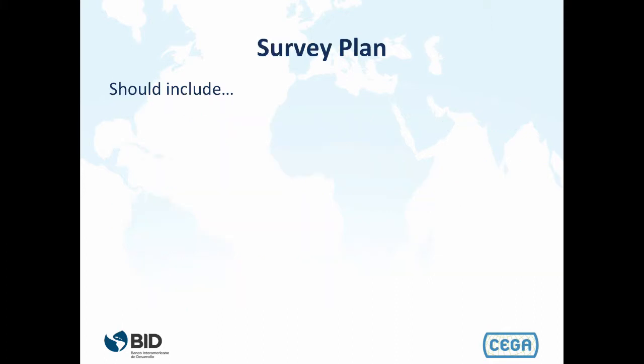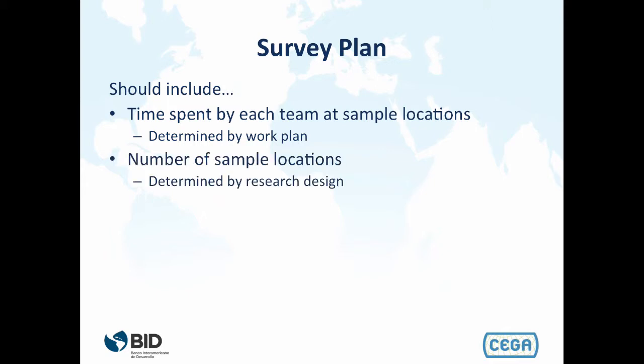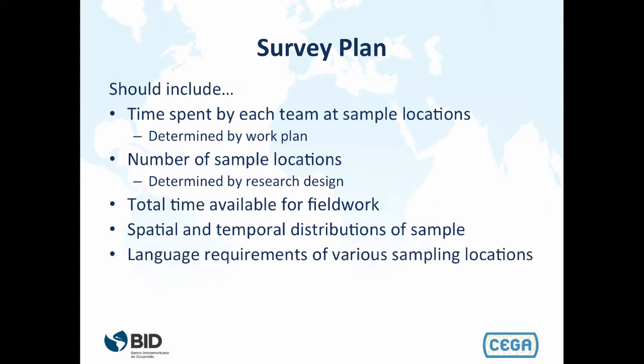Now the next plan to consider is of course the survey plan, and this should include time spent by each team at sample locations. Of course, this is linked to the work plan and should be determined by it. The survey plan should include the number of sample locations, which is of course defined by the research design itself. It also includes the total time available or allowed for field work. It includes spatial and temporal distributions of the sample.